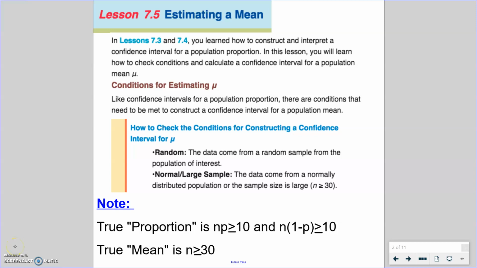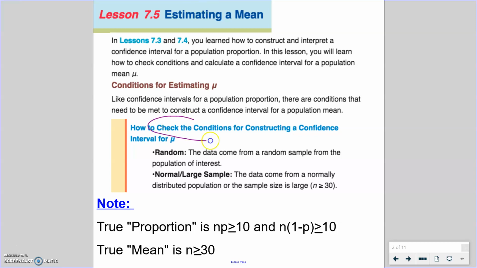Good morning, everybody. You probably had a guess while we were doing all this stuff with proportions that we were most likely going to move on to confidence intervals for a mean next. So if that was the case, you are right. So here's the main deal.